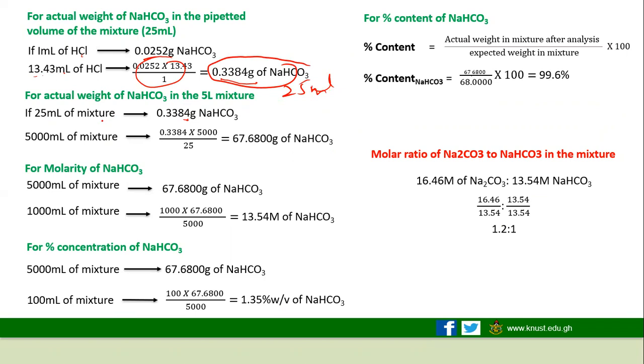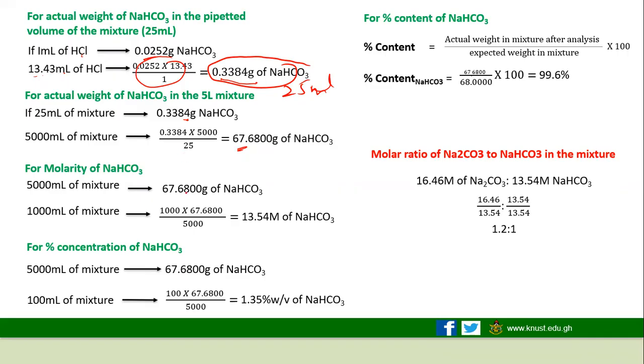Remember in the question, the total volume given was 5 liters. That is the same as the 5,000 milliliters, right? Good. So you do your cross multiplication here, and then you get 67.68 grams of the bicarbonate. All right, so we get this, right, 67.6800 grams of the bicarbonate. Good. Now, this will be the actual weight of the bicarbonate in the mixture.